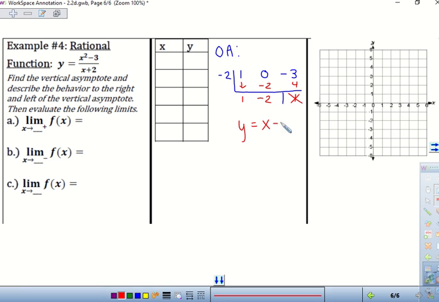X minus 2. Very good, x minus 2. That's my oblique asymptote, which is a linear function. So we can graph it just like we graph any linear function. First thing we want to do when we graph a linear function is plot the y-intercept, and then we're going to go rise over run, the slope. So is everybody good with how I got that?